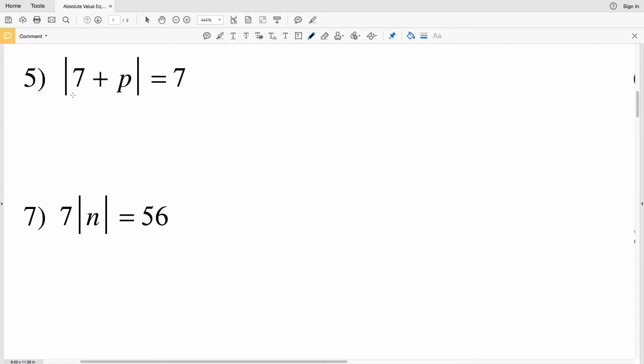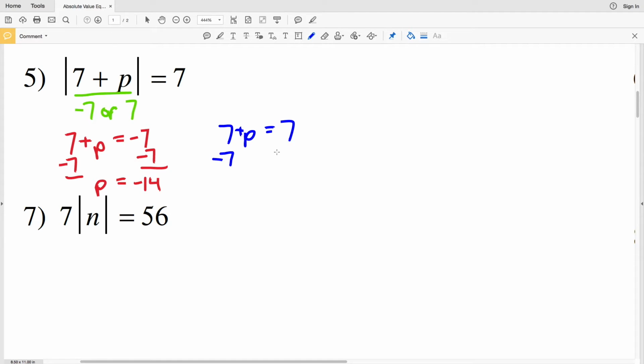Moving on to number 5, we have the absolute value of 7 plus p equals 7. That means, again, that this 7 plus p is either equal to negative 7 or positive 7, since the absolute value of negative 7 equals 7, and the absolute value of positive 7 equals 7. Solving for when 7 plus p equals negative 7, subtract 7 from both sides to get that p is equal to negative 14. Now solving for when 7 plus p equals positive 7, if we subtract 7 from both sides, we get that p equals 0. So for number 5, p is either negative 14 or 0.